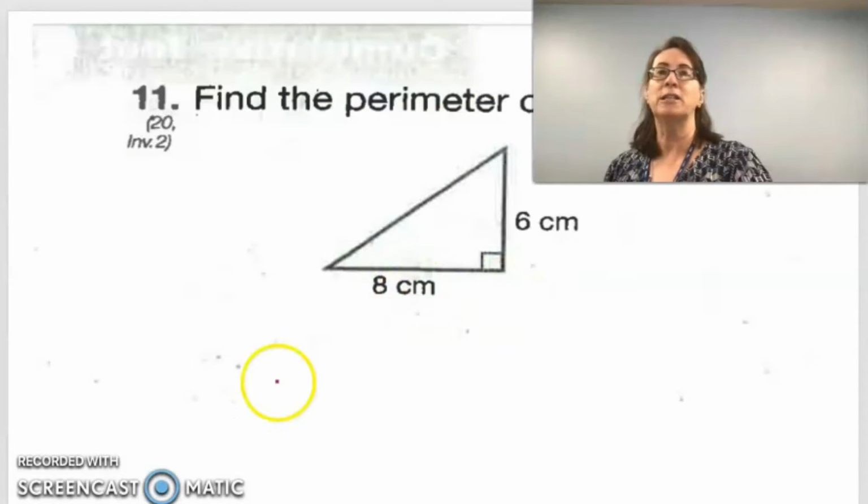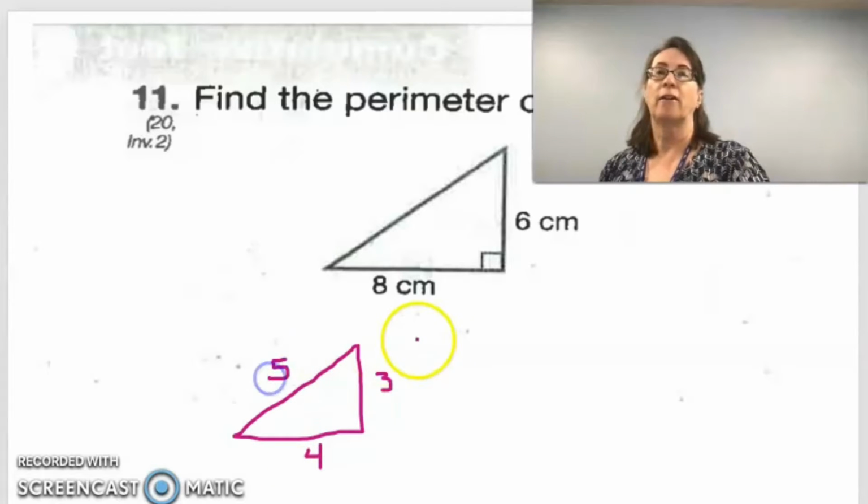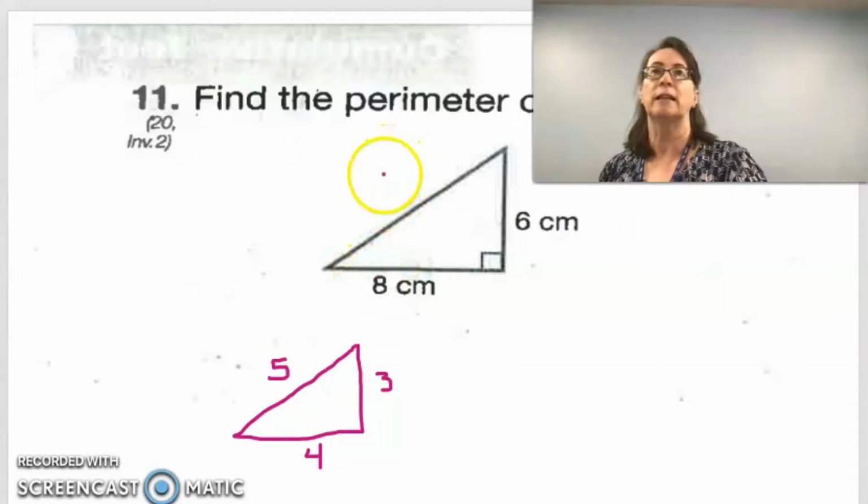So you guys, this one is supposed to be in an easy form because remember, the most famous right triangle is 3, 4, 5. So 3, 4, 5 is your pattern. 3 times 2 is 6, 4 times 2 is 8, 5 times 2 is 10, right?